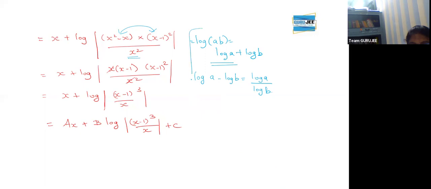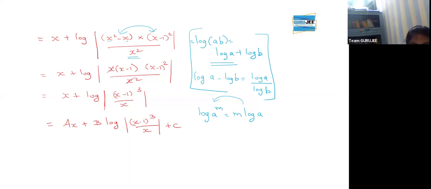Using these two formulas, we've already used one more formula. Log a m is equal to m log a. Reverse, we have learned in differentiation, logarithmic method. Okay. After taking log formula, x square minus x into x minus 1 whole square by x square. Still you can simplify this.